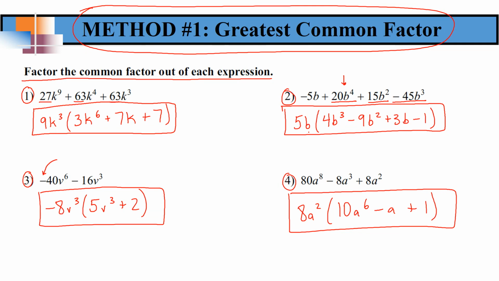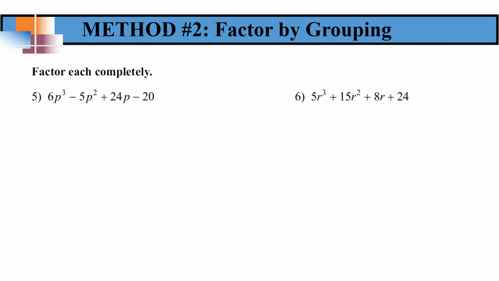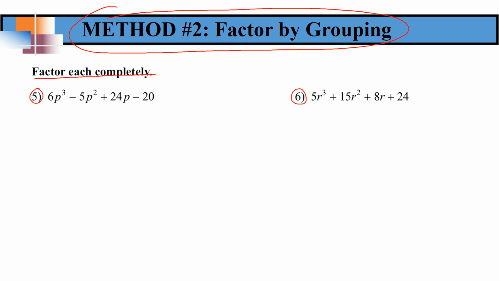Let's now look at a few methods that might not be ones that you've seen before. Let's look at method number 2. On your page, you want to make sure you've written down method number 2, factor by grouping. You want to make sure you've written down the directions as well as each of the questions themselves. An important thing to know about grouping is, typically grouping is done when GCF doesn't work.